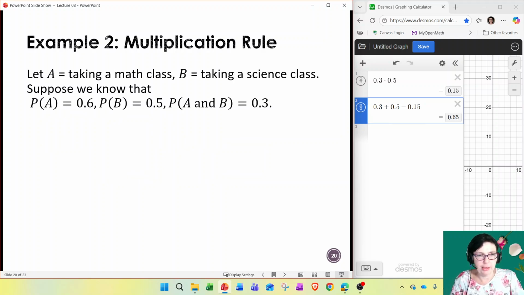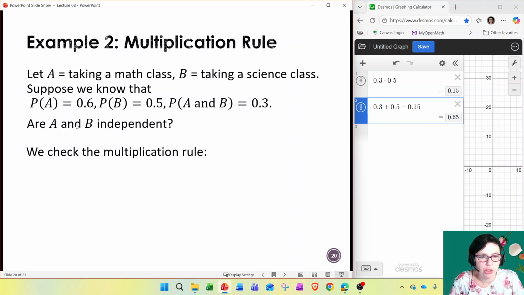All right, the next example. Let's say A is the chance that a student is going to take a math class, and B is that a student is going to take a science class. Are these two events going to be independent or not? Well, this is what we are given. The probability of A is 0.6, the probability of B is 0.5, and the probability of the intersection, or that they're happening at the same time, is 0.3. So we just have to check the test for independence. This is called the multiplication rule or test for independence.